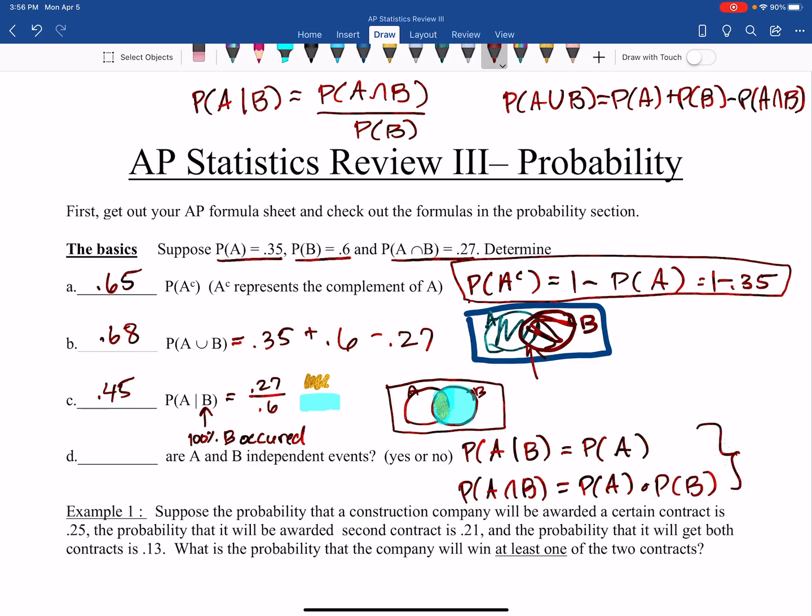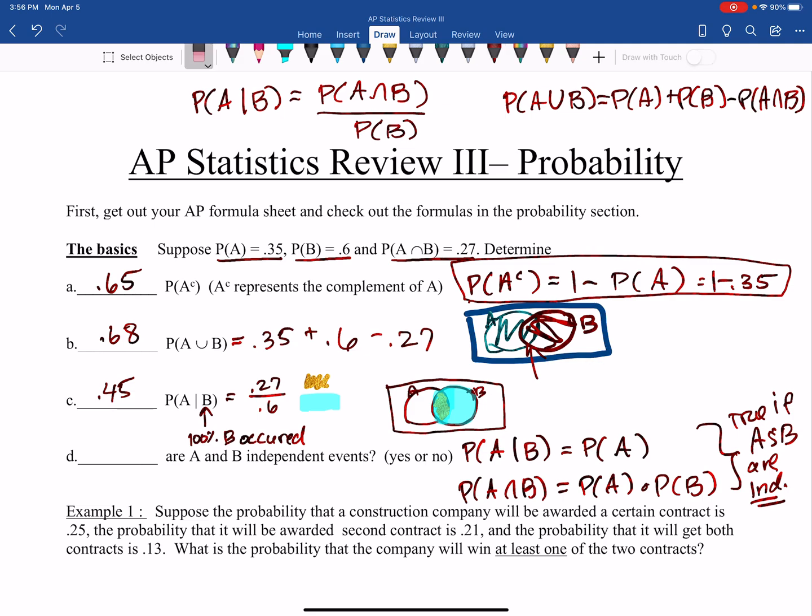These are only true if A and B are independent. If A and B are independent, then this scenario here is true. So that's what we're going to check out. So what's the probability of A and B? Well, we already solved it up here at 0.45. And what's the probability of A? The probability of A is 0.35.